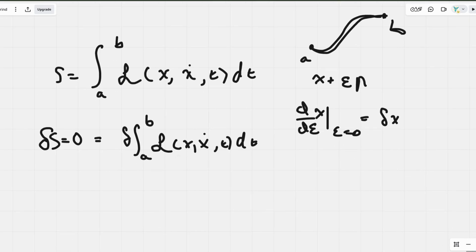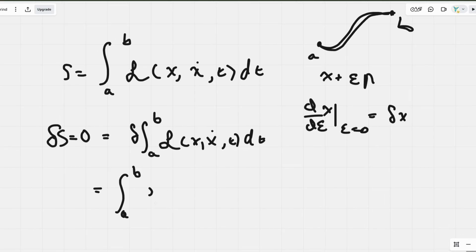Now what we can do is we can rewrite this. So that's, again, by definition, the derivative with respect to epsilon of the action. So this is what we're going to have.